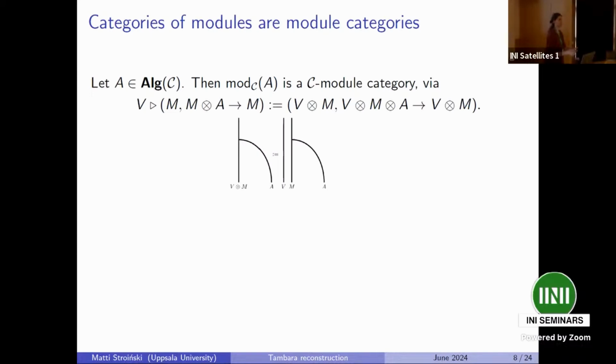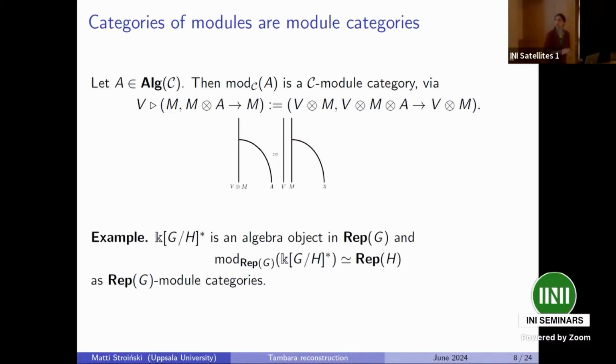The observation is just that I can tensor a module with anything from the left, and there is a natural action which just acts on M and does nothing on V. In the case of C being vector spaces, it's just tensoring a module with a vector space. This generalizes as a construction, and in terms of string diagrams, it's also very natural. I want to define a join into V tensor M. Well, V tensor M can be represented by a pair of parallel strings, one for V and one for M, and I just join into M.